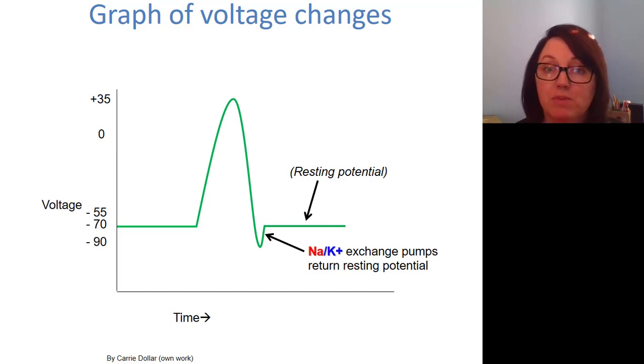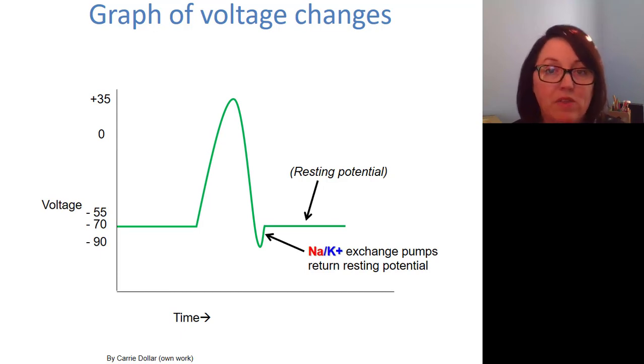And this is where the sodium-potassium exchange pumps are really important. Again, this is not part of the action potential. This is something that's happening after the action potential is complete. We're returning to resting membrane potential. And the way we get from negative 90 to negative 70 is to use the sodium-potassium exchange pumps. And they're going to put the sodium and the potassium back into the correct positions.